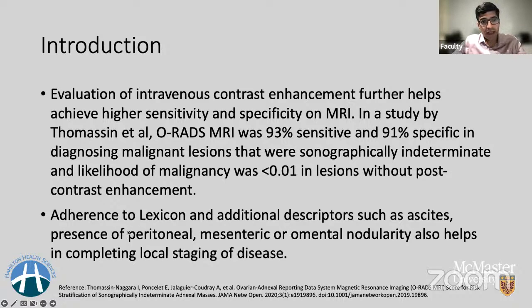Another important fact here is that you should adhere to the lexicon and additional descriptors, because once your report goes to another radiologist or a gyne oncologist or a gynecologist, each and everyone knows exactly what you are talking about. For example, looking at other descriptors such as ascites, peritoneal, mesenteric, or omental nodularity, all of these are going to help you in completing local staging of the disease.